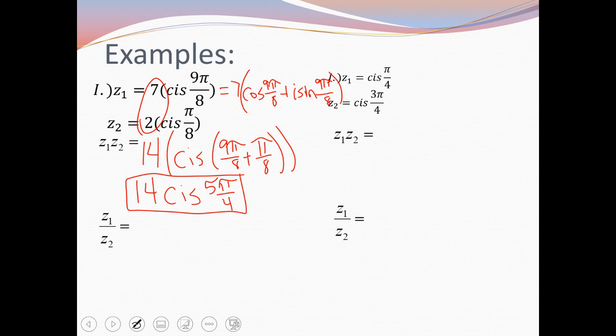It's just an easier way to multiply numbers when they're in polar form. Same with division, but you can divide them. Divide the r's, 7 divided by 2, and then you subtract the two angles. 9 pi over 8 minus pi over 8 is 8 pi over 8, and that is pi.